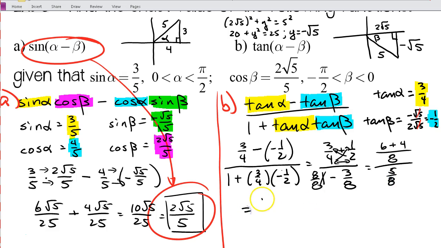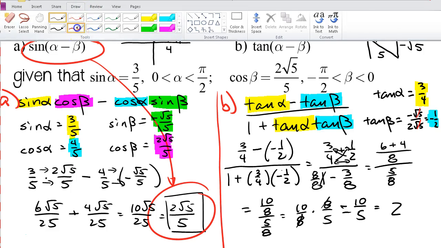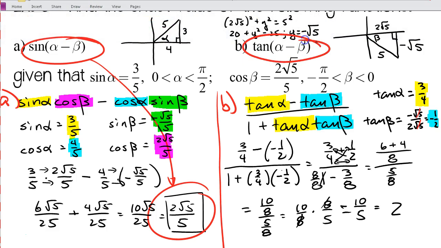So then I end up with 10/8 divided by 5/8, which is 10/8 times 8 over 5. Those are going to cancel. I'm left with 10/5 or 2. So again, I've got tan alpha minus beta is equal to 2.